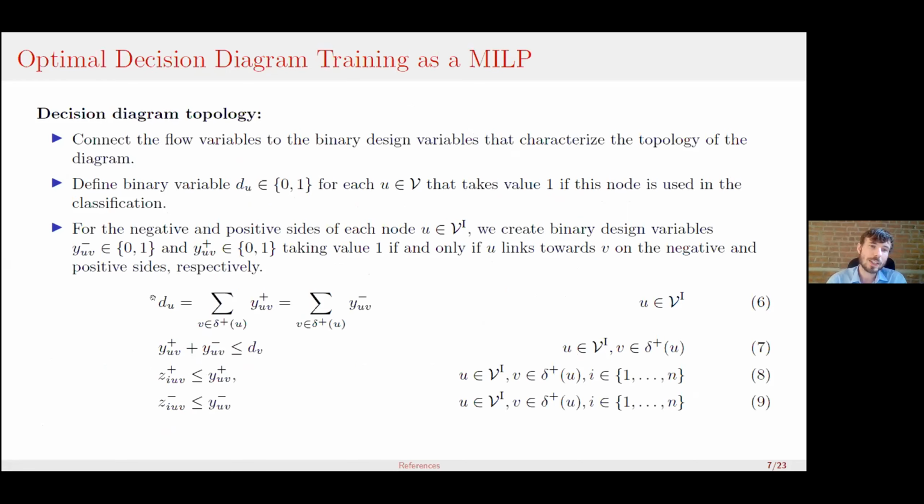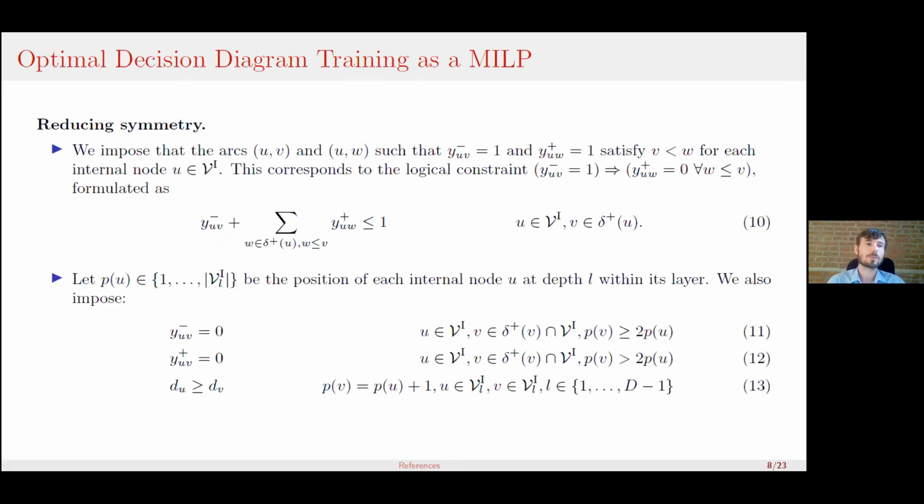And we also add a d variable that tells you whether a node is open or not. Because sometimes for matter of sparsity, you want the optimization to be able to not exploit all the possible nodes of a decision diagram, but use a smaller subset. And this will actually be benefited in the objective function. If you don't use many nodes, then this is profitable for you.